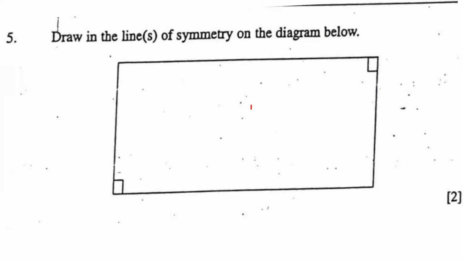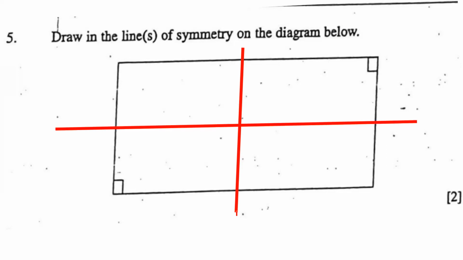And so for this rectangle, one line of symmetry goes vertically up and down. That's a line of symmetry for this shape. And the other one goes horizontally. And so that's another line of symmetry for this shape. So this rectangle has 2 lines of symmetry.